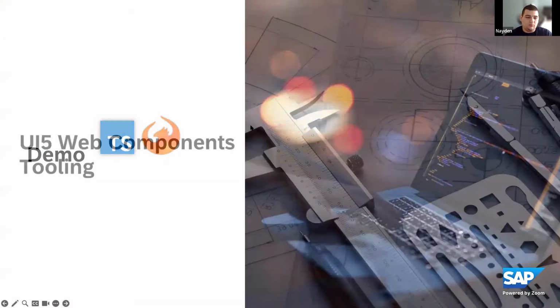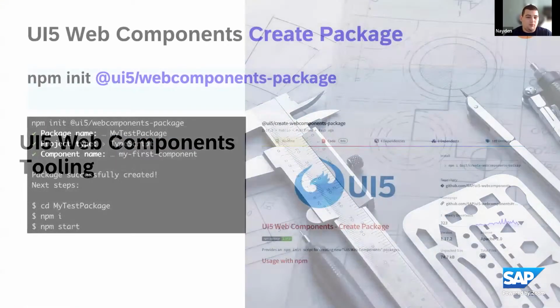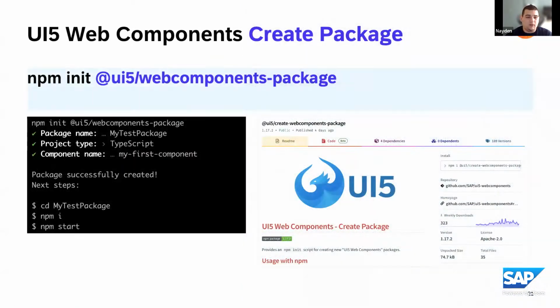Okay, so UI5 Web Components also provide a tooling part, and especially the UI5 Web Components package creation script, which allows you to create a new fully configured web components package, so you can start directly creating your own components. When the script is executed inside the console, it will ask you what package name you want. Also, you can specify the project type that you want to use.